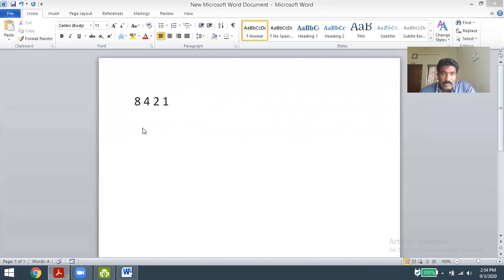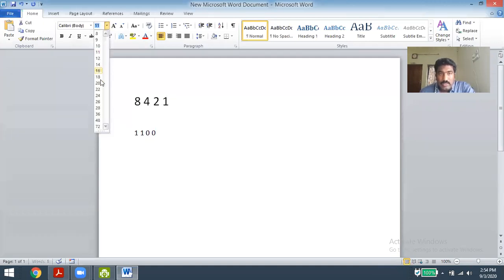Find the sum values for each and every digit: 8 plus 4, or 8 plus 2, or 8 plus 1, or 8 plus 4 plus 2, or 8 plus 4 plus 2 plus 1. Now I want 12. So where is 12? 8 plus 4. If I add 8 plus 4, I will get 12. So what I want to do is place 1, 1, 0 and 0. This is the way you can get these values.